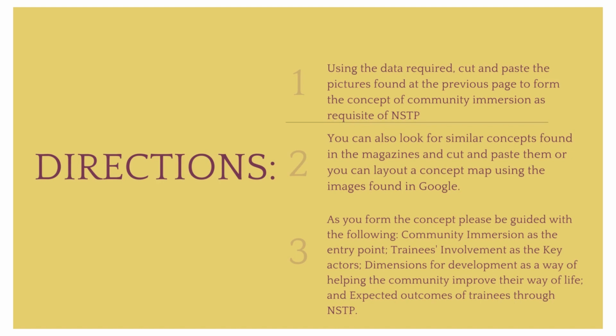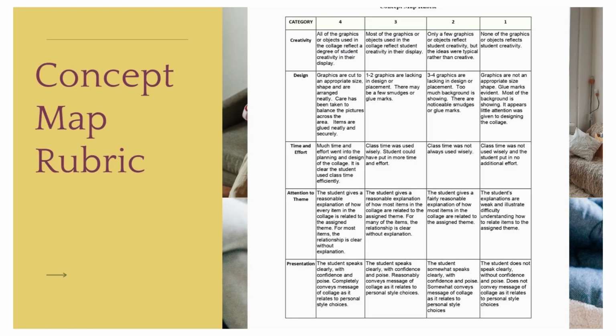The main topic has already been given. The main topic is community immersion. Then trainees' involvement is the key factor. Dimension for development, as a way of helping the community improve their way of life, and expected outcomes of trainees through NSTP. Those are the sub-topics. Okay, so we have the rubrics.